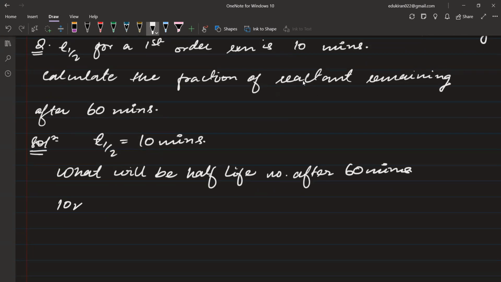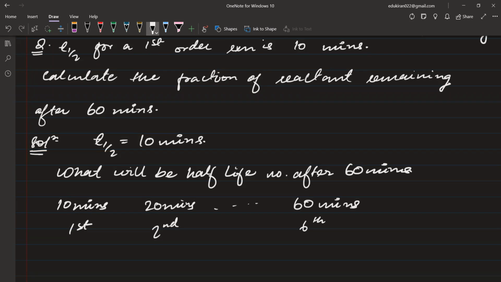When it is 10 minutes, what is the half-life? It is the first half-life. Yes or no? When it is 20 minutes, this will be the second half-life. Now tell me, what will it be at 60 minutes? 60 minutes will be the sixth half-life, right? Very good. This will be the sixth half-life.